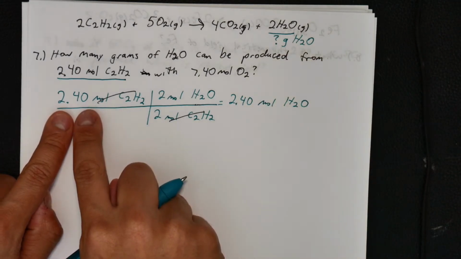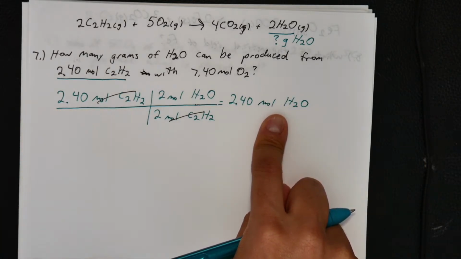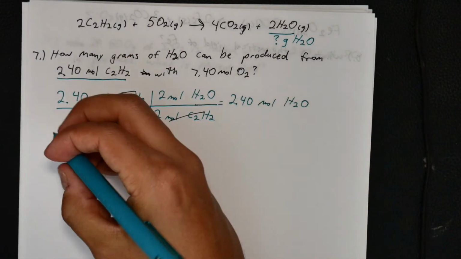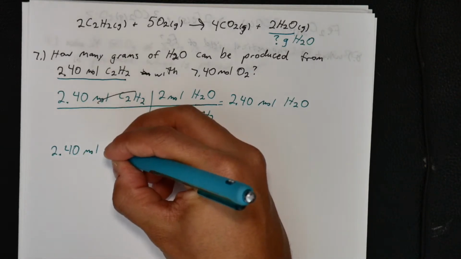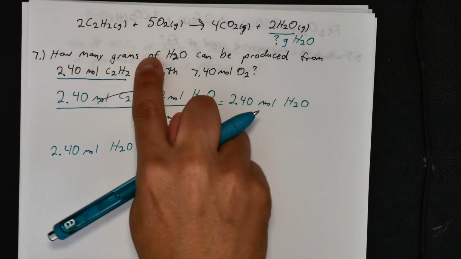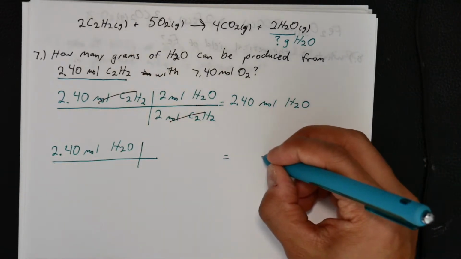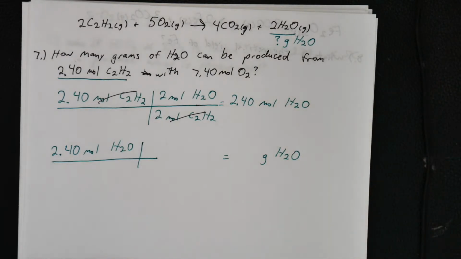So if we start with 2.40 moles of C2H2, we will make the exact same amount of moles of H2O, 2.40. But the problem is asking for grams. So basically, we just need to take this 2.40 moles of H2O and convert it into grams. And to do that, we are going to need to know the molar mass of H2O. So we're going to need to pull out a periodic table, which I have right here.